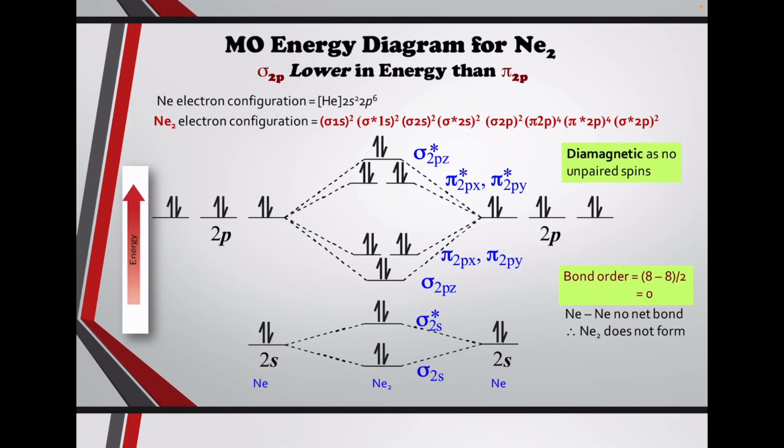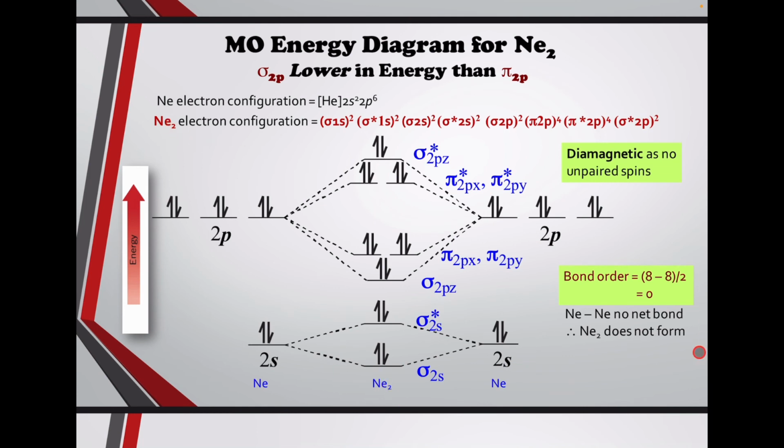Molecular orbital energy diagram for Ne2: sigma 2p is lower in energy than pi 2p. This is the electron configuration for Ne, so the valence electrons are 2s2 2p6. And you need to draw the molecular orbital for Ne2.